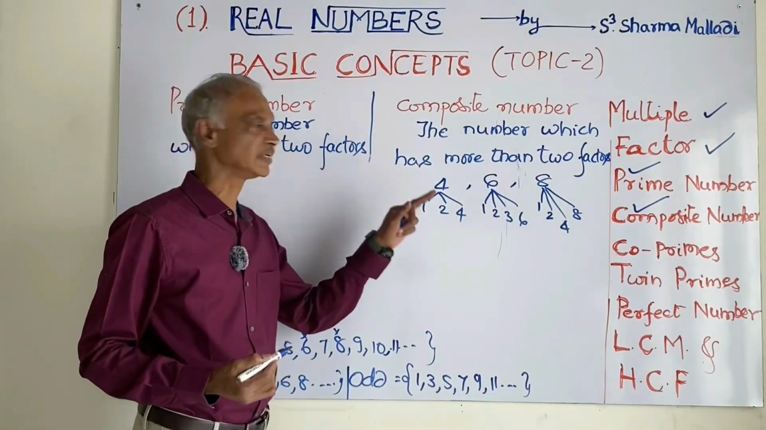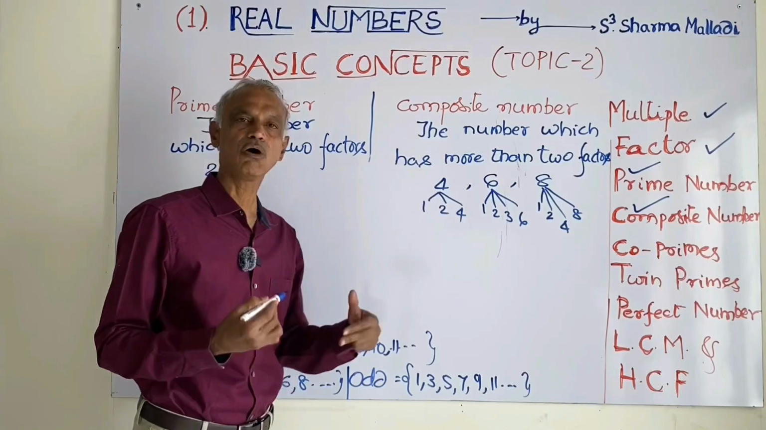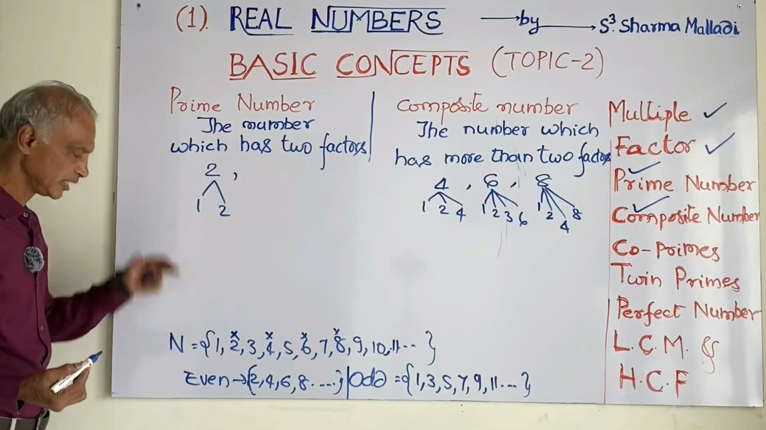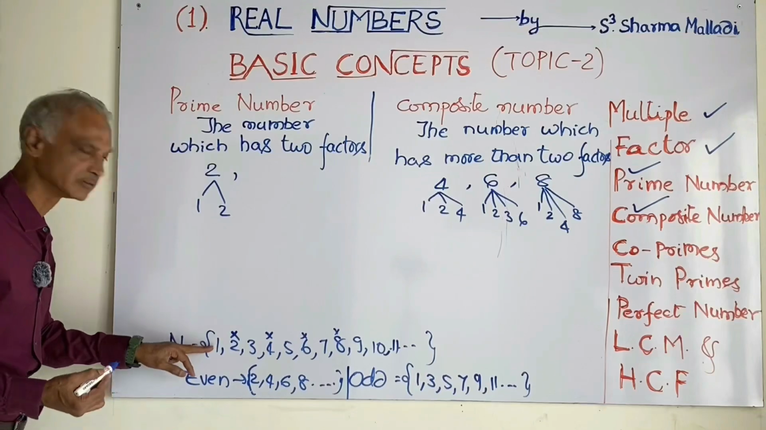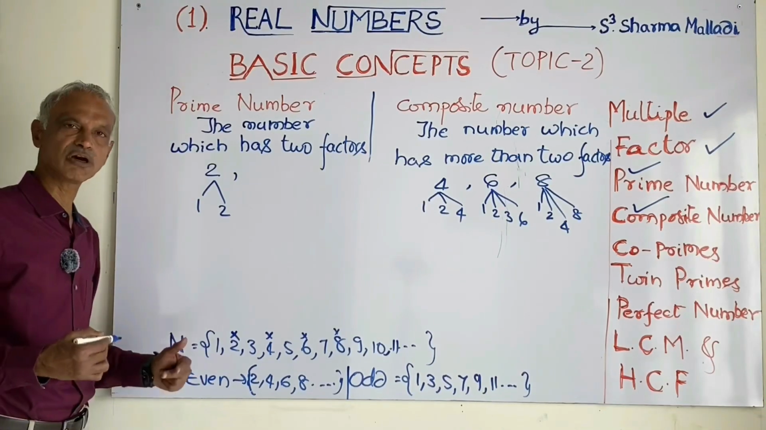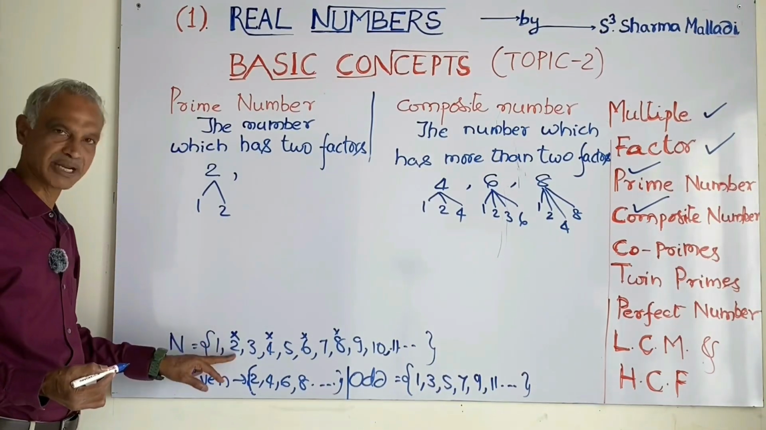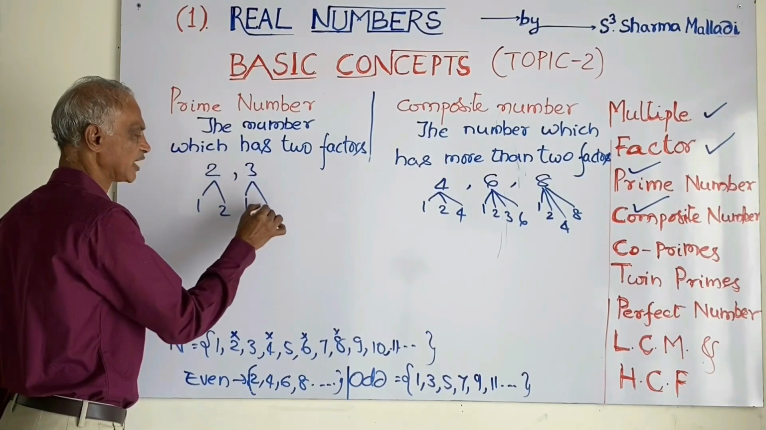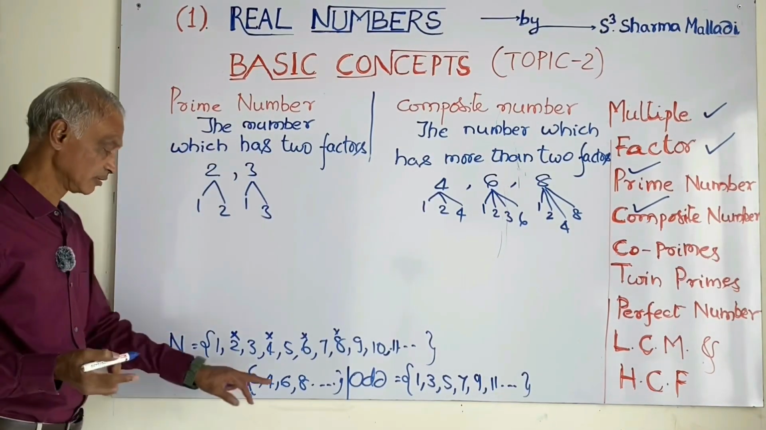You see, all even numbers, 4, 6, 8, all even numbers are composite numbers except 2. Next we will go to 1. We will talk about 1 later. 2 is a prime number. 3 is a prime number. It is having only 2 factors, 1 and 3.